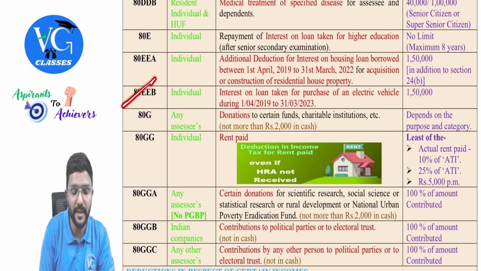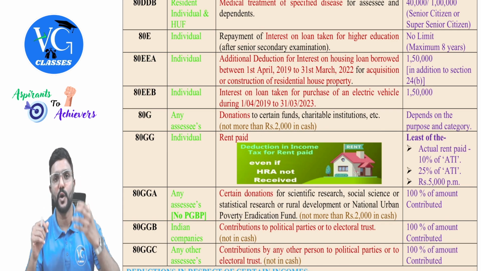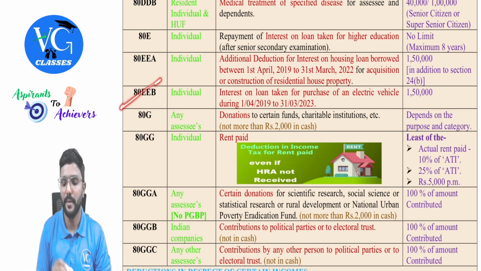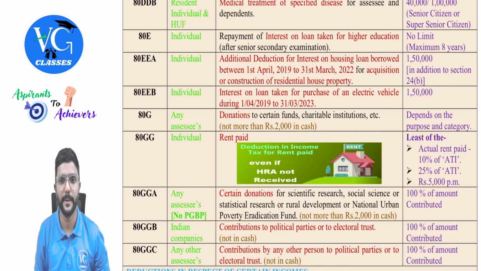Then 80EEB. If the assessee is purchasing any electric vehicle for which he has borrowed a loan, whatever interest he is paying on that loan is allowed as deduction under section 80EEB, maximum 1,50,000. Maximum 1,50,000. And whatever is allowed as deduction here, the assessee cannot claim again as an expense under PGBP or elsewhere, guys, because he cannot take double benefit.